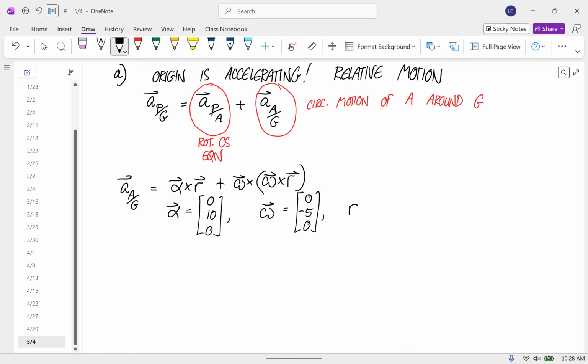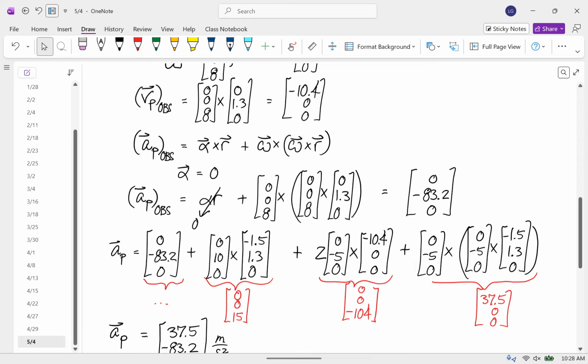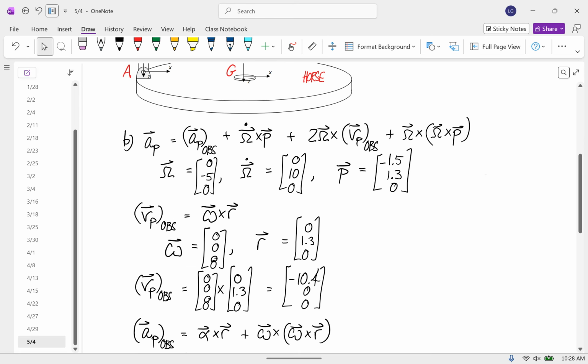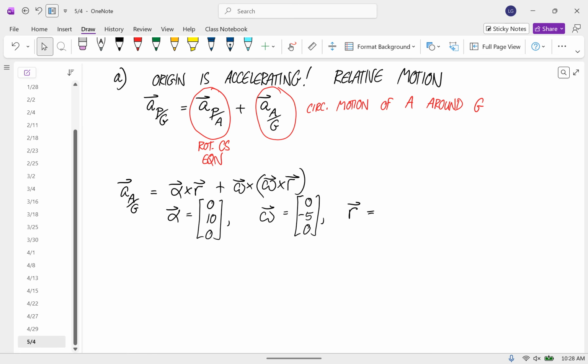And then R is the vector from the center of the circular motion to the point of interest. That is the vector from G to A. So that is -1.5, 0, 0.